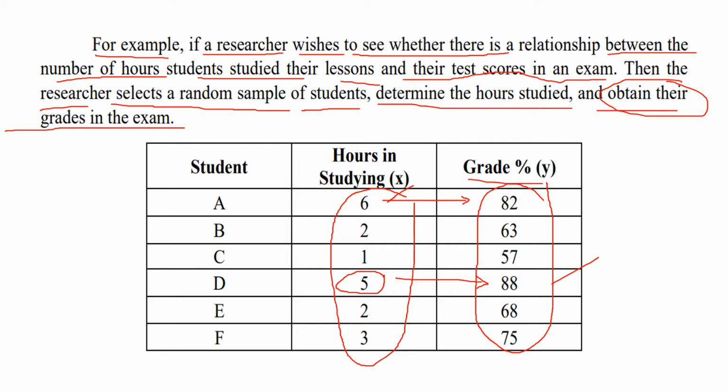But let's look at student B and student E. They put in the same hours of studying, the same 2 hours, but the output of student E is 68, which is 5 points higher than student B, even though they put in the same number of hours studying.